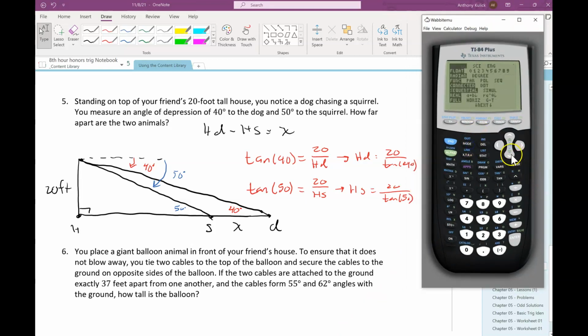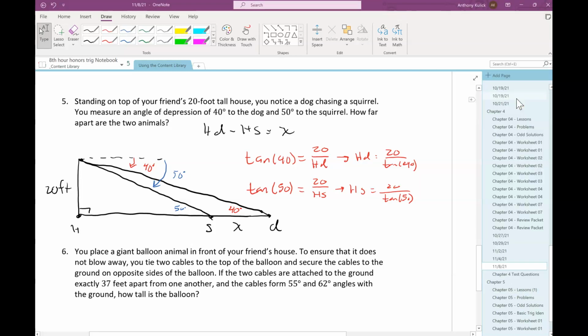Let's see. Change degree mode. And 20 over tan 40 minus 20 over tan 50, I get about 705. So that dog's hot on that squirrel's tail.